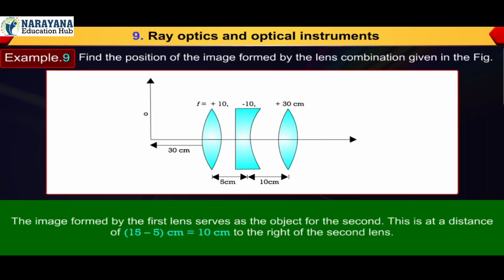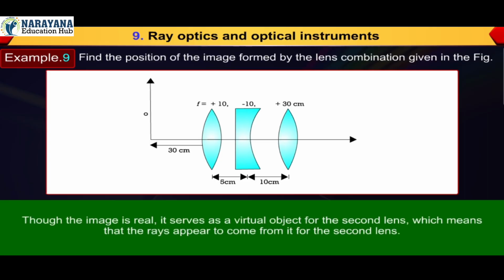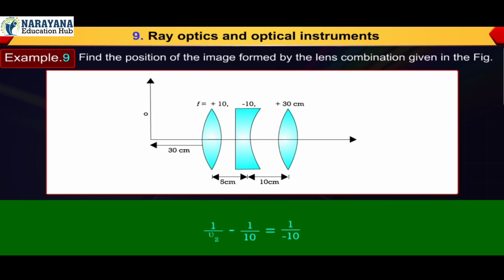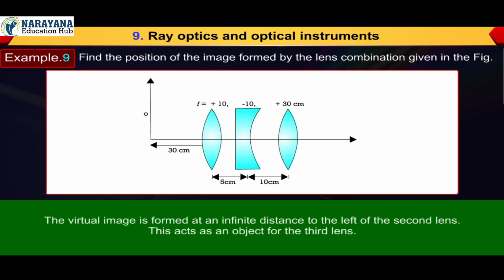The image formed by the first lens serves as the object for the second. This is at a distance of 15 − 5 cm = 10 cm to the right of the second lens. Though the image is real, it serves as a virtual object for the second lens, which means that the rays appear to come from it for the second lens. 1/v2 − 1/10 = 1/(−10), or v2 = infinity. The virtual image is formed at an infinite distance to the left of the second lens.